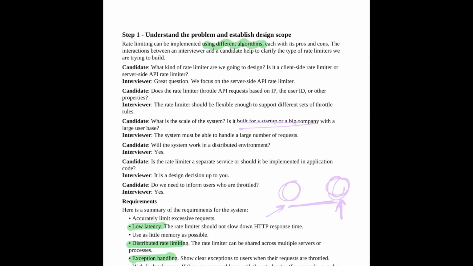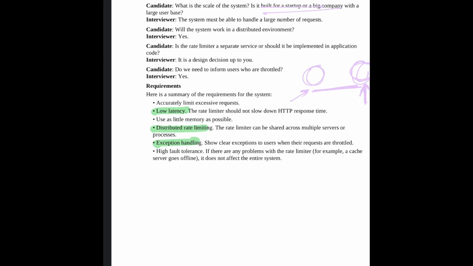Asking all these questions helps you build a set of requirements. These requirements look like: what is the latency that the system can tolerate due to the rate limiter, and do we need distributed rate limiting? If so, what is the estimated load a server would take, and so on. So yeah, this is about that.